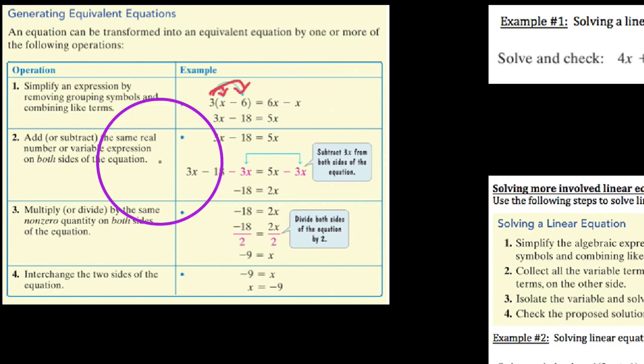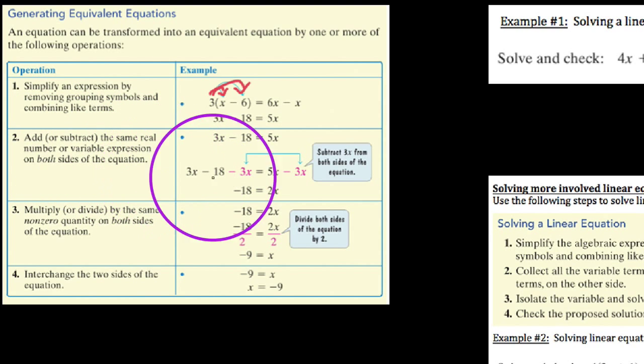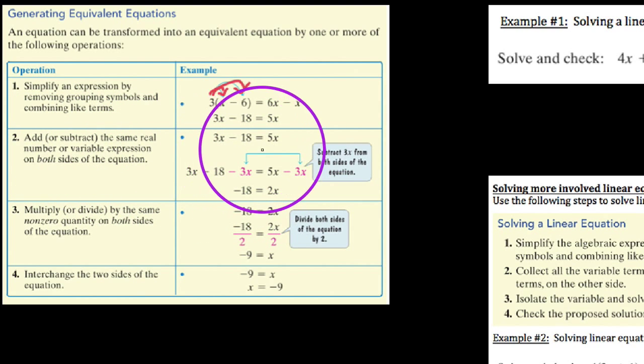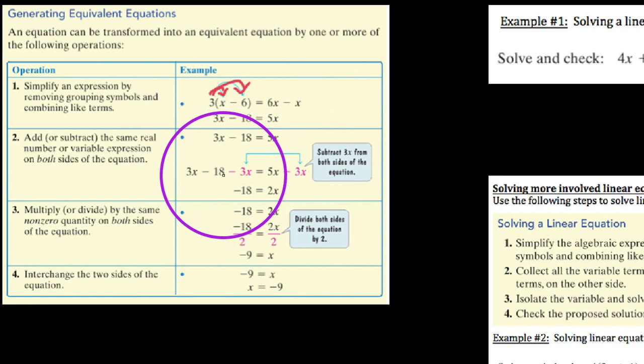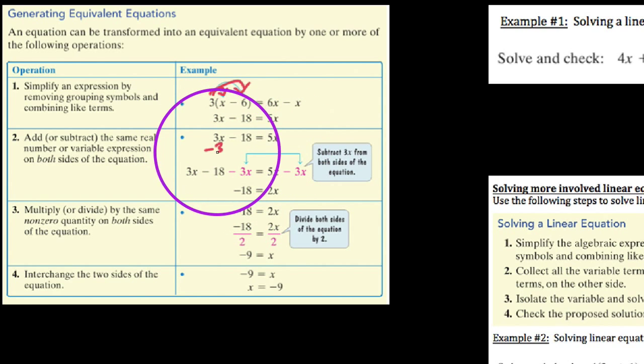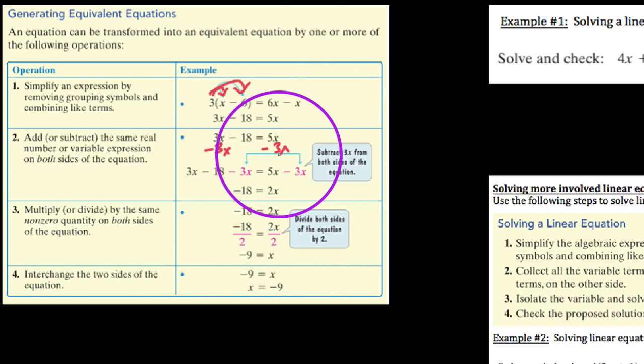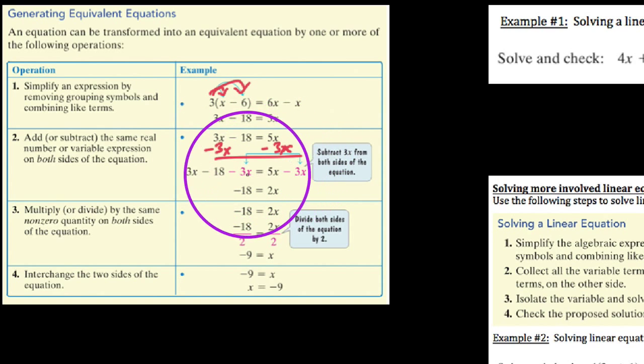We are also allowed to add or subtract the same real number to both sides of the equation. So if I had something like this, 3x minus 18 equals 5x, then perhaps what I want to do is subtract 3x from both sides. We could do this vertically. We could stack them, do it vertically. Or we could do it horizontally as they've got listed here.